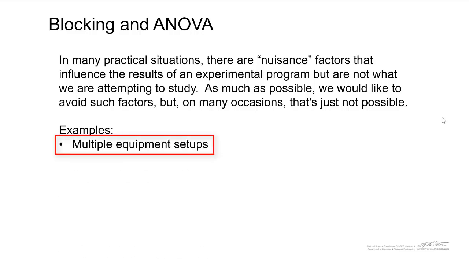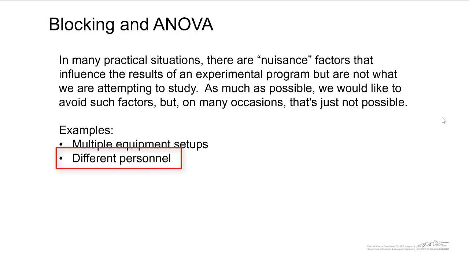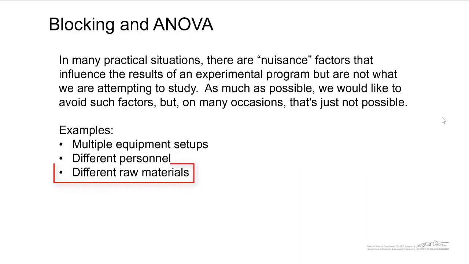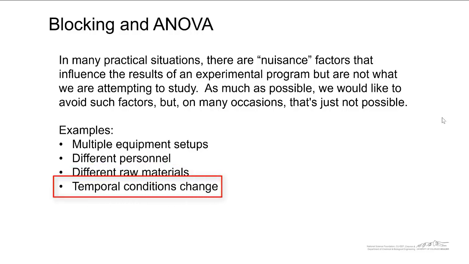First, we might have multiple equipment setups. Maybe experimental runs take a long time, and so we divide the experimental runs onto different pieces of equipment. They're supposed to work identically, but there are just minor variations in equipment. Maybe there's different personnel, so you have different scientists performing the experiments. Maybe you have nighttime staff and daytime staff, each with their different lab technique. Maybe you have different raw materials, so there's batch-to-batch variation among raw materials. Or maybe the temporal conditions of the experiments change. Maybe the ambient air temperature, maybe the humidity, and so on.